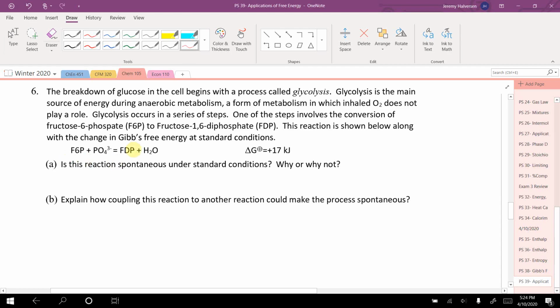So here's a reaction. Don't worry about what those molecules are. The delta G of this reaction is positive. So, is this reaction spontaneous under standard conditions? Nope. Delta G is greater than 0. But we know this reaction happens in the body. So let's explain how coupling this reaction to another reaction can make the process spontaneous.